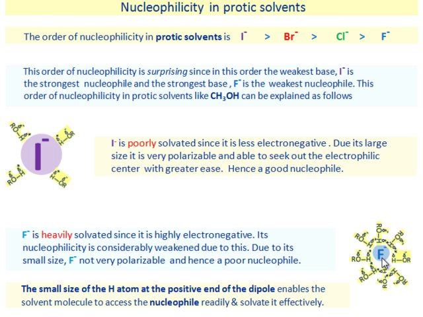F- is heavily solvated since it is highly electronegative. Its nucleophilicity is considerably weakened due to this. Due to its small size, F- is not very polarizable and hence a poor nucleophile. The small size of the H atom at the positive end of the dipole enables the solvent molecule to access the nucleophile readily and solvate it effectively.